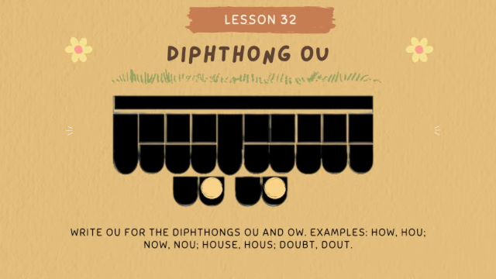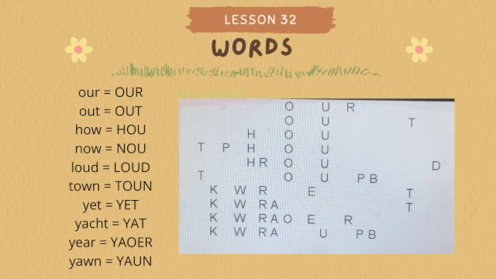Again, remember that we write by sound. Despite the fact that the spelling of "doubt" has a B, despite that there is a letter B in the spelling, we will still write by sound. So we will disregard the letter B and have initial D, diphthong ow and final T. Okay, let's move on to the words. These words are application of what we have learned in lesson 32.